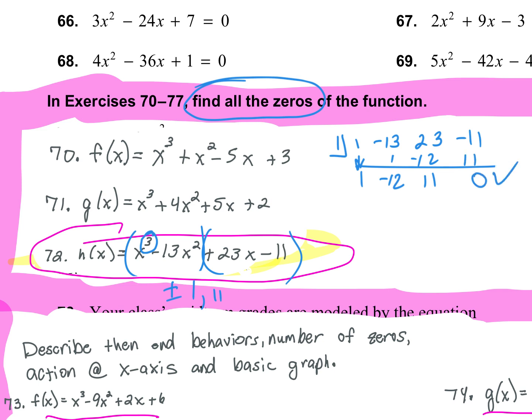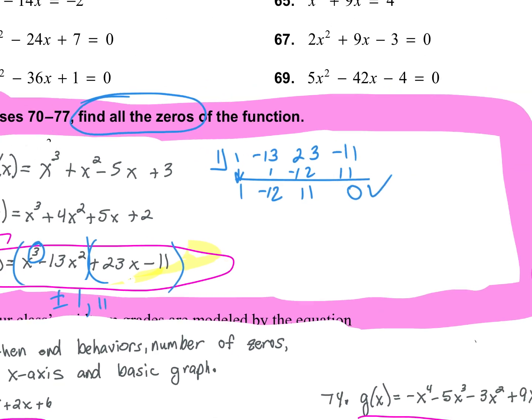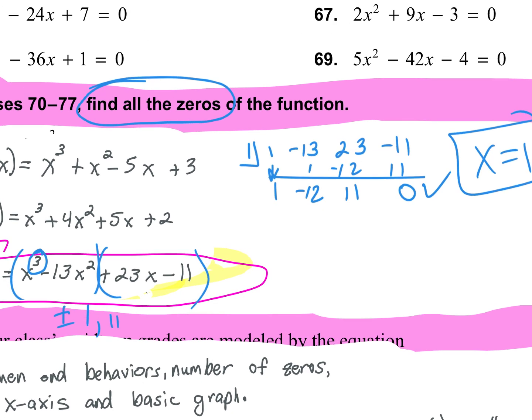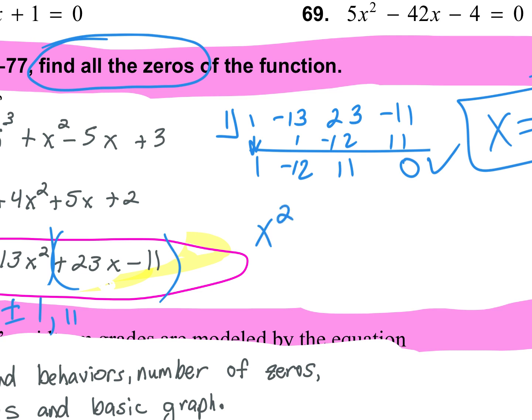What did we find? What did we discover? One of my zeros is x equals 1. If it doesn't work, do we just give up? No, you try the next one. So what am I left over with here? X squared minus 12x plus 11 equals 0. Now you're at the stage where it's a quadratic. I know it's a quadratic because your highest exponent is a 2, right?